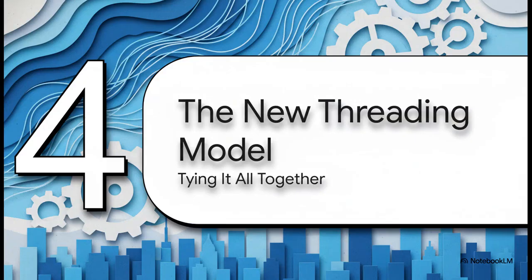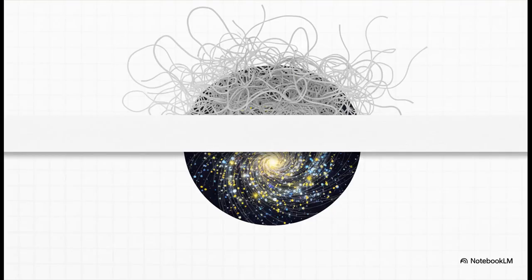All right, let's bring this all home. We've got our lightweight virtual threads for massive scale. We have structured concurrency to manage the chaos, and we have scoped values to share data safely. What does this actually mean for you, the developer, when you sit down to write code tomorrow? It means this. And this is the most important takeaway of the whole thing.